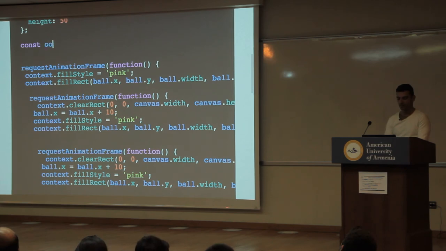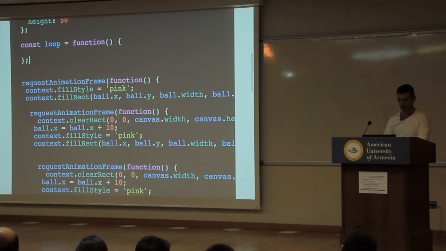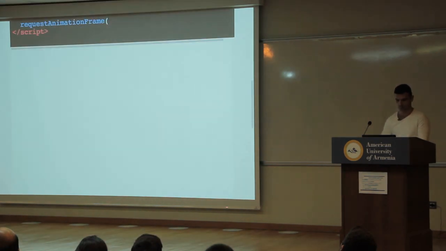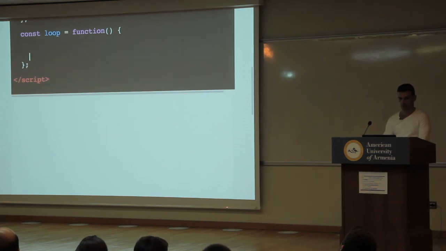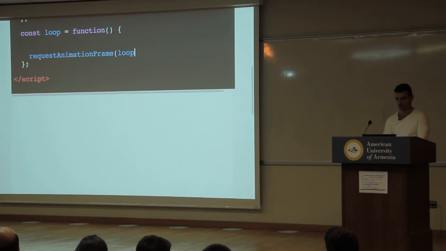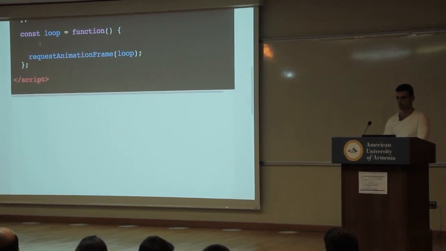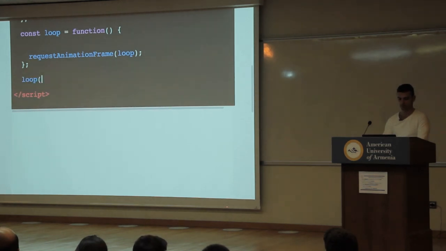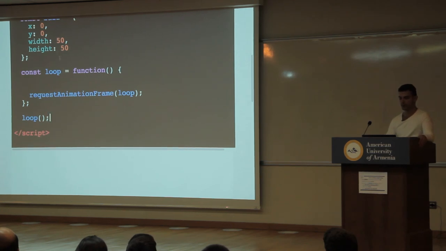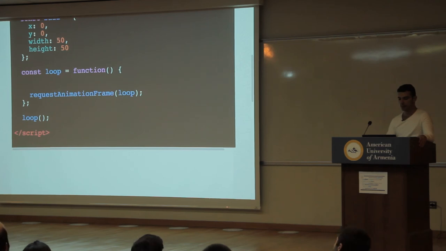All right. So let's create a function called loop. I want this function to run when a request animation frame, wait, hang on. requestAnimationFrame(loop). What do you think is happening after I call loop? Can anyone see what's happening? I call this function. It then requests animation frame with itself. You actually don't worry about the stop for now. It then calls loop, which then requests animation frame, calls loop, requests animation frame, calls loop, requests animation frame, calls loop. Yes?